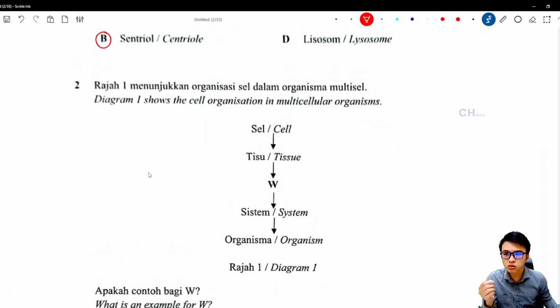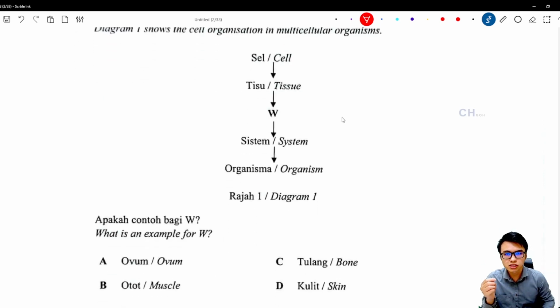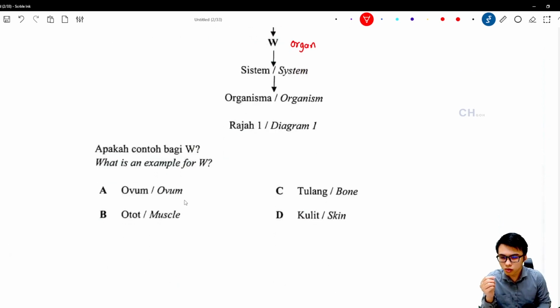Now for question 2, diagram 1 shows the cell organization in the multicellular organism. Cell, tissue, the next one confirm is organ. What is the example for W? Ovum is the cell, muscle is the tissue, tulang, bones is the tissue as well. So these are not the answer. The final answer for this question is D, skin. Skin is the organ. It is the largest organ in our body.